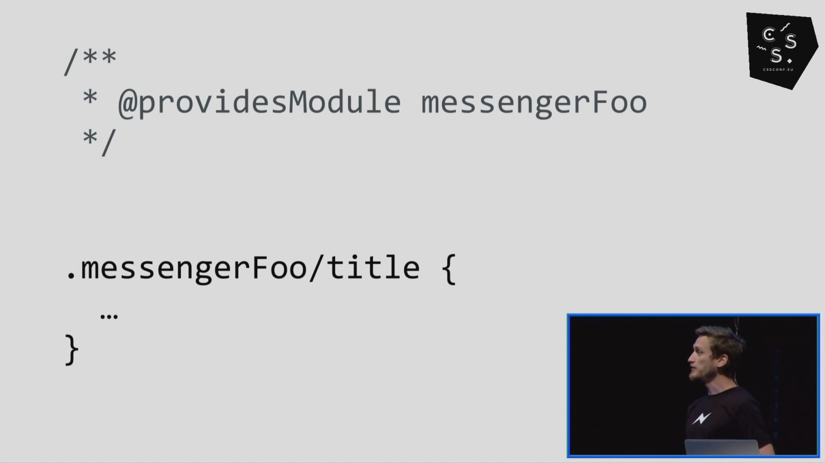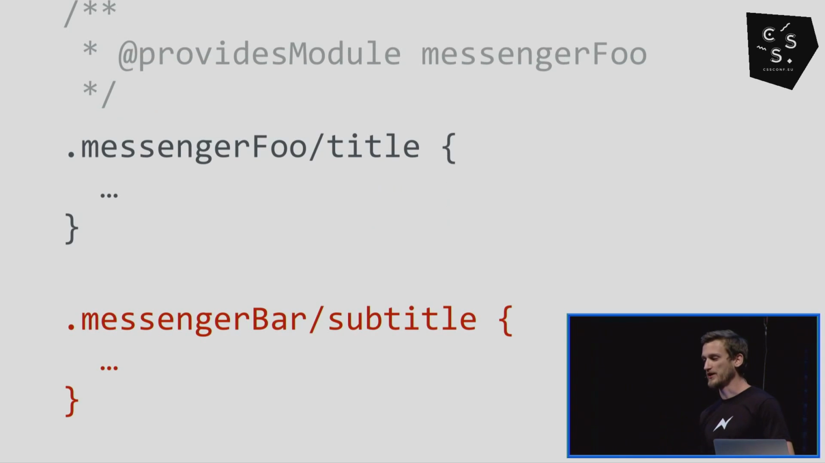And we have it so that you can only use rules and class names that belong to this module over here. So if we try to use messenger bar, this will be a lint error. Why would you want to change messenger bar rules from within messenger foo? We do this for encapsulation purposes and to try to make our CSS components small and very focused on one thing so that we can compose multiple if we need to.